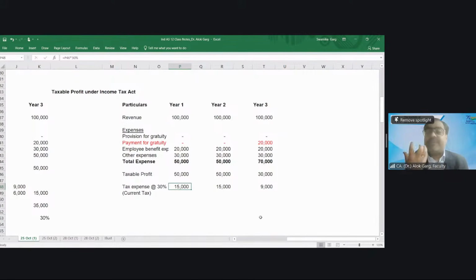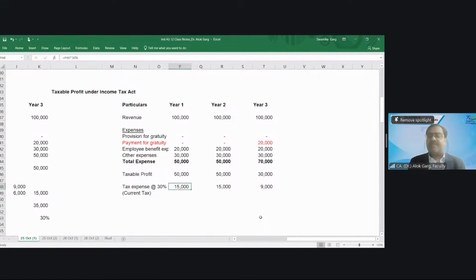What is a temporary difference? A difference which is temporary in nature. It is going to be reversed in future, not necessarily in 1 year. It can be 2 years, 3 years, 4 years after also, right? It has a potential for reversal. That is why the word is temporary. It is not a timing difference, it is a temporary difference.